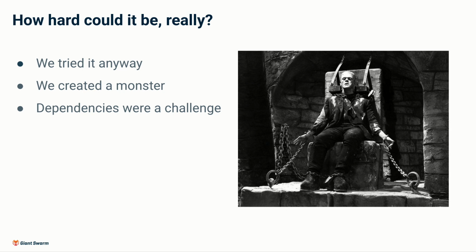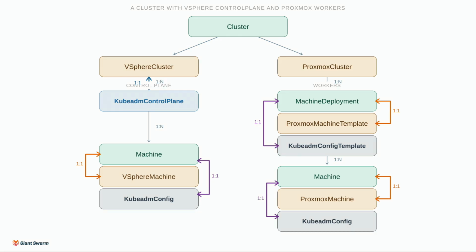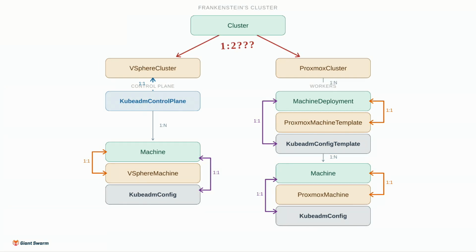So we created a monster, and this is what it looked like. We had the second infra provider, Proxmox, and then everything at the bottom is pretty much the same. The node pool has an infra template, it has a bootstrap config, the machines have all their references, and this is pretty much exactly the same between vSphere and Proxmox. But when you look at the top, we get into the issue, because we have two infrastructure cluster objects, one for vSphere and one for Proxmox, but there is actually only one infrastructure reference. So this is a problem.